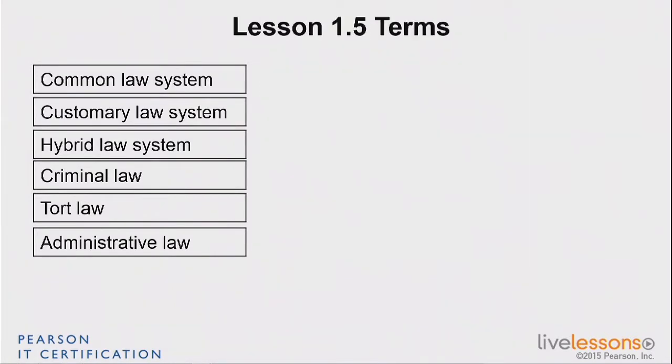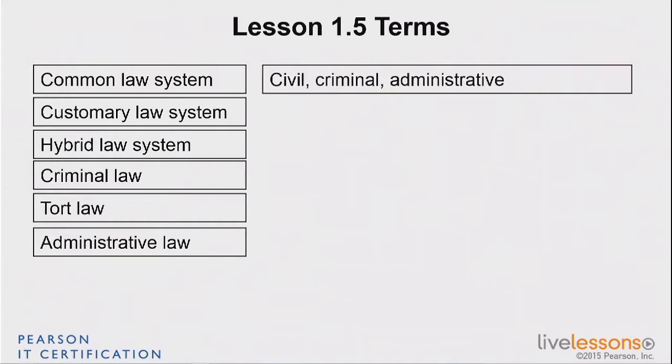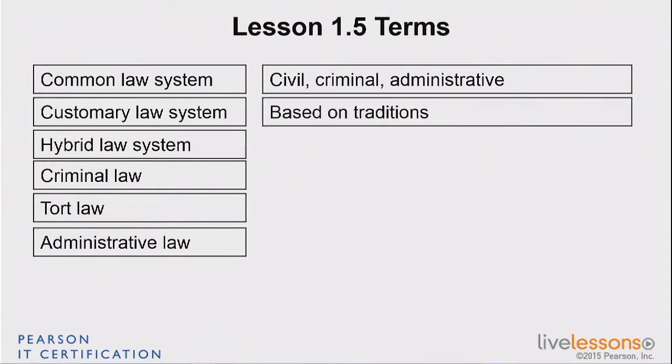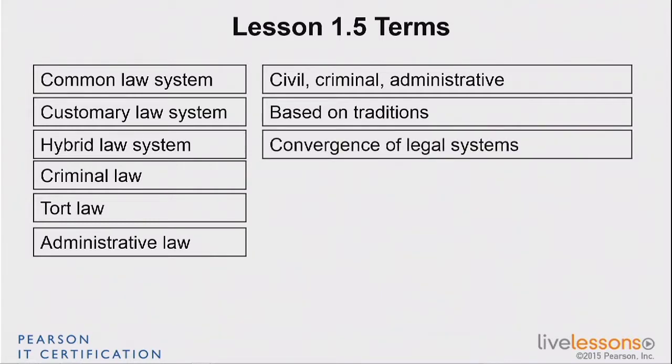All right, let's try our lesson 1.5 terms. Common law, which is based on precedent and found in former British colonies. Components are civil, criminal, and administrative. Those are the three branches of common law. Customary law is based on tradition and could include religious law. A hybrid law system is when we have a convergence of legal systems.